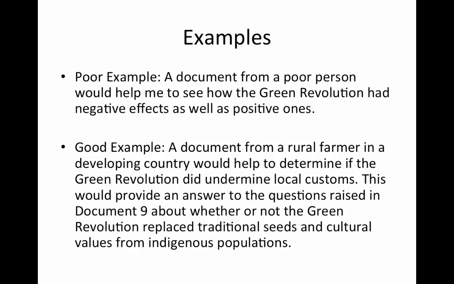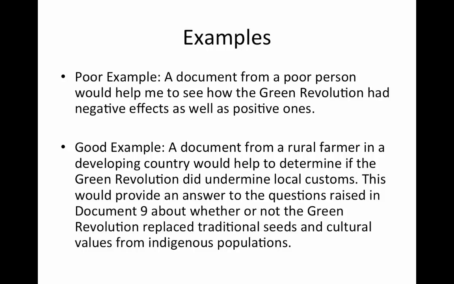So here's an example. Here's a poor example. A document from a poor person, their social attribution, would help me to see how the Green Revolution had negative effects as well as positive ones. Okay, so there is a good part to this I want you to notice. A document from a poor person. Okay, so notice here, this is going to be a document from a social attribution, poor person, who we don't have in the DBQ.